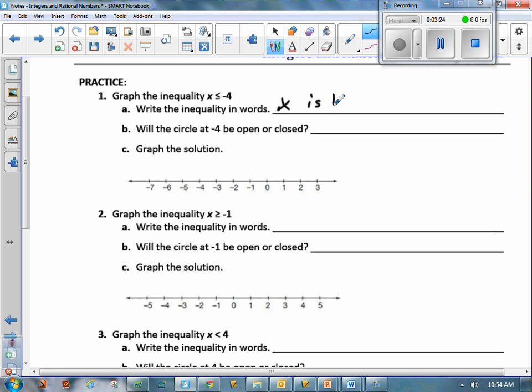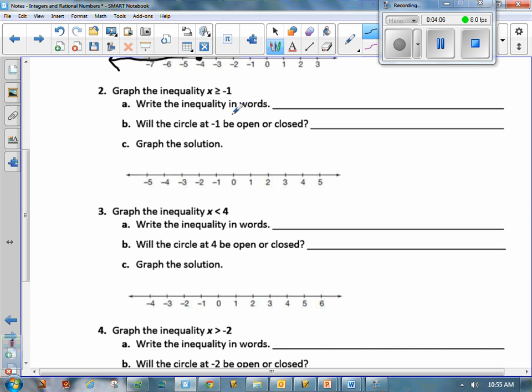X is less than or equal to -4. Now, would this solution be an open or closed circle at -4? Well, since it is a less than or equal to, that is a closed circle. And we're going to make that closed circle here at the -4. And any solution can be -4 or less than. So our arrow is going to go to the left.